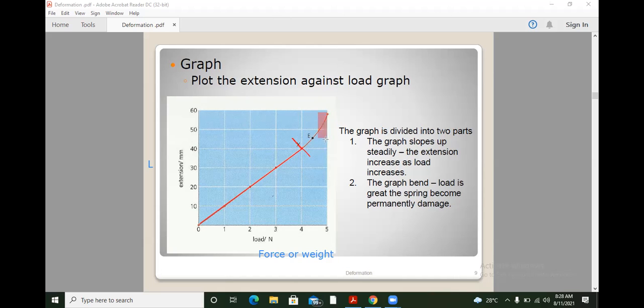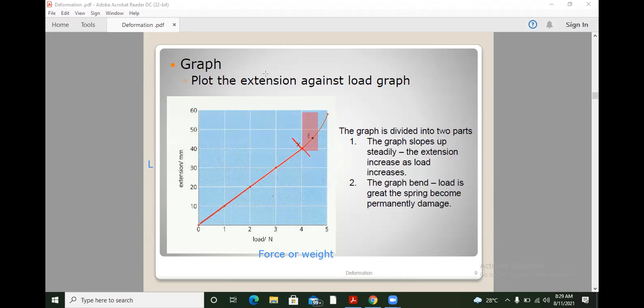Any idea why the graph is not linear? It can't be extended more. Yes, it can be extended more, but after we add more weight, it will permanently deform. It means if I remove the weight afterward, my spring does not regain its shape again, after that point X.